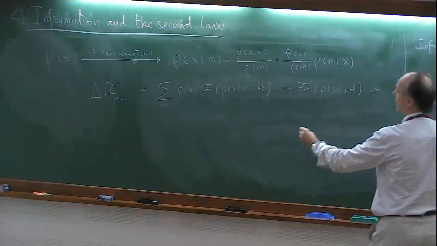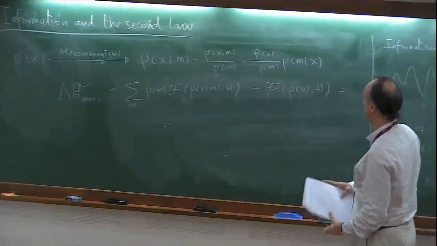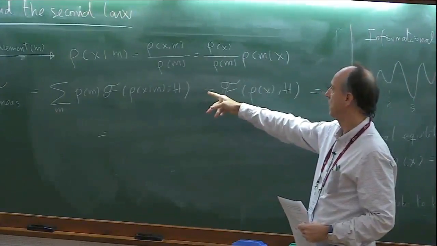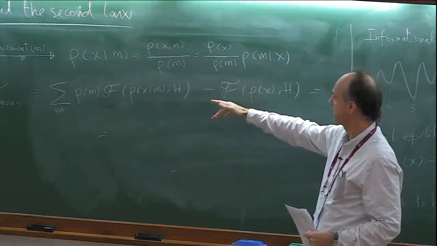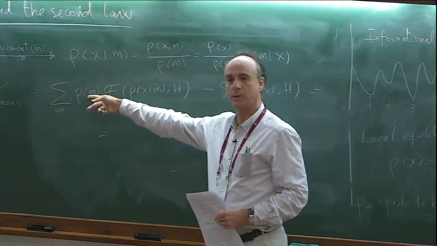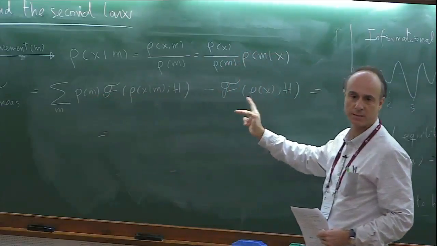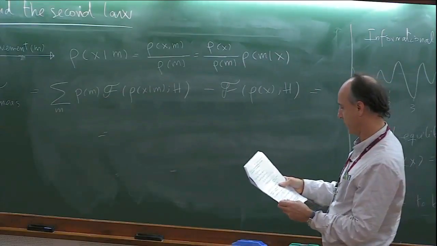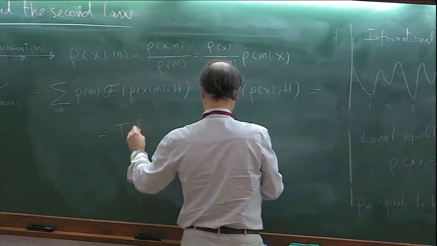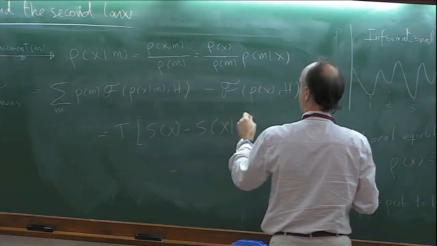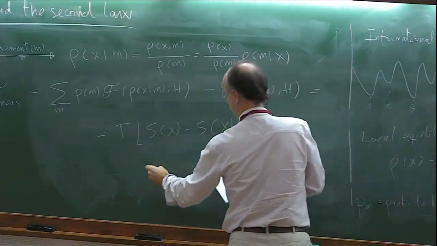And well, using what I did before, and using the fact that the energy is the same, that the measurement doesn't change my energy as well. No, sorry, it can change the energy, but when you average the energy over this, and then over p(m), the energies cancel. And then you have only the Shannon entropy, so you have kT times S(x) minus S(x|m), and this is the mutual information.